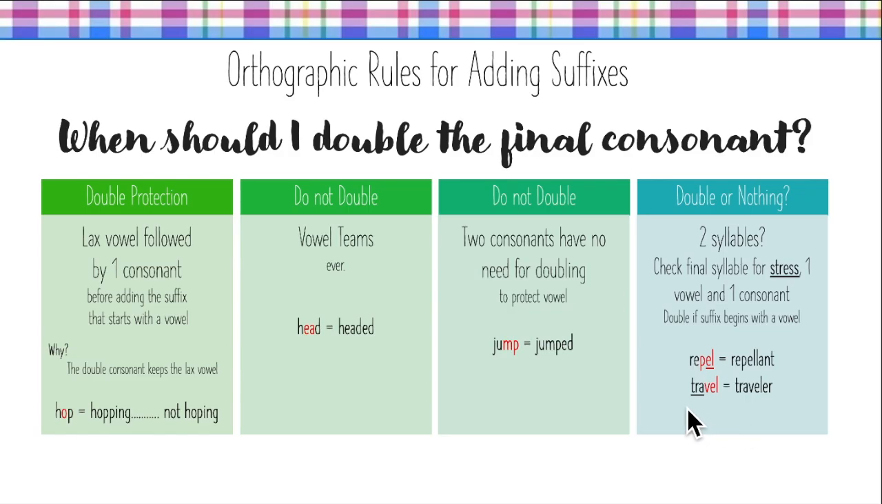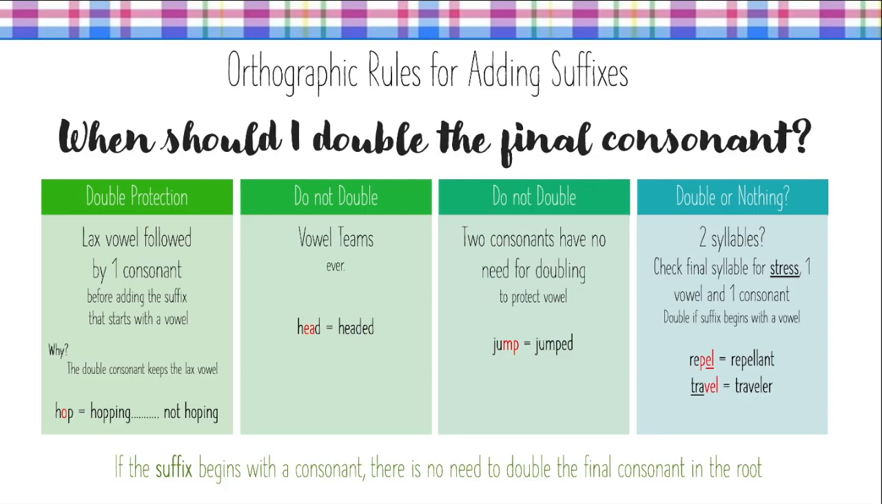But if you have, check the final syllable for stress, one vowel, one consonant, double if the suffix begins with a vowel. So your doubling rule really comes into play if your suffix begins with a vowel and you have your stress in the right place or not. So, little helpful hint there. This one is not as common, so older grades need a little help with this one, but the other ones are pretty straightforward, even in younger grades.